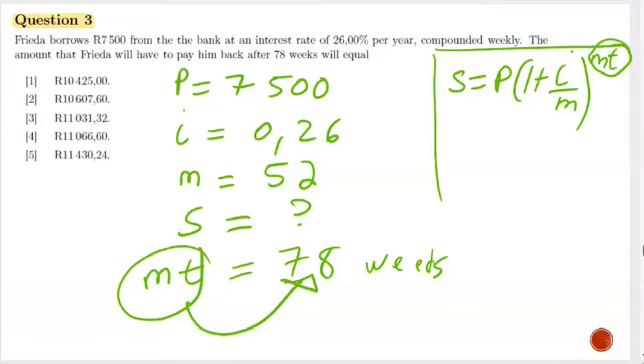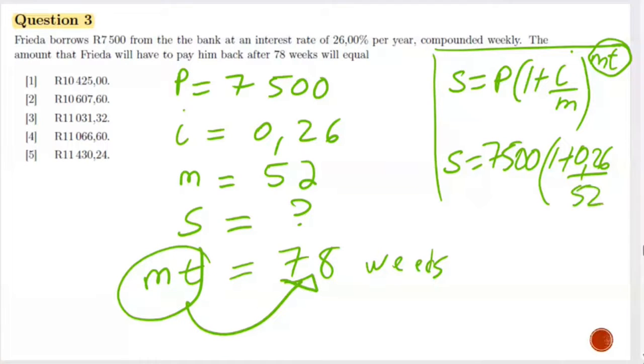So here what you do, you're going to have S is equal to 7,500 into 1 plus your interest, which is 0.26, divided by 52 weeks because it is compounding so many times. Our MT is already given, the time is already given in weeks, so you don't need to be converting.